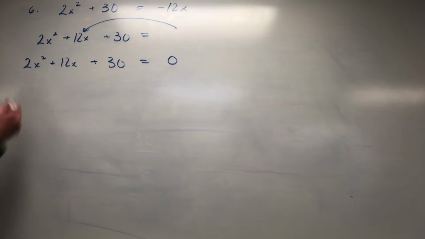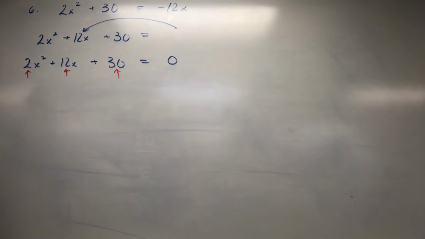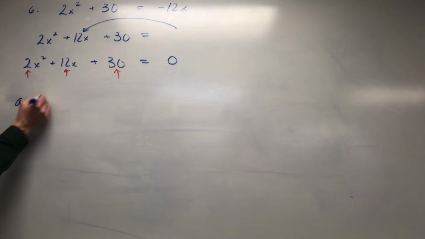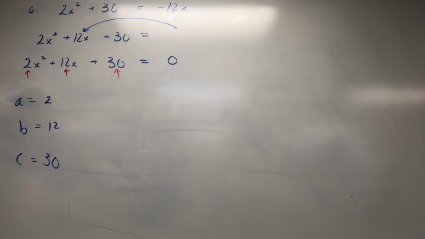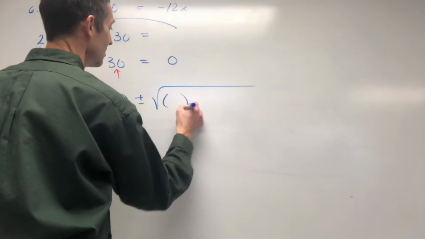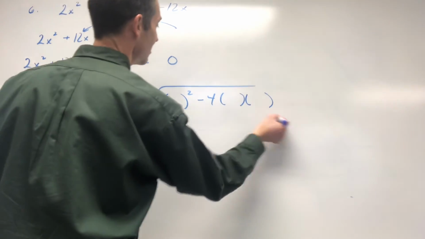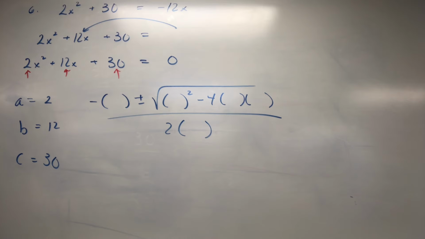We can pick out our A, B, C right here, right now. So A equals, well, I don't know if you can see that or not. Hold on, let me move this over a little bit. That's close. A equals 2, B equals 12, C equals 30. So they're all positives. Let's get them into our formula. So we've got the whole formula ready to go.